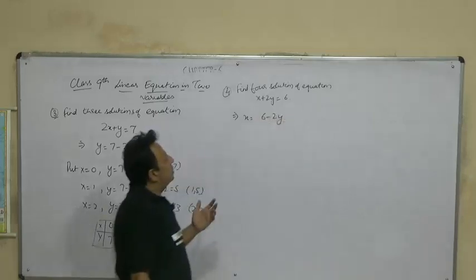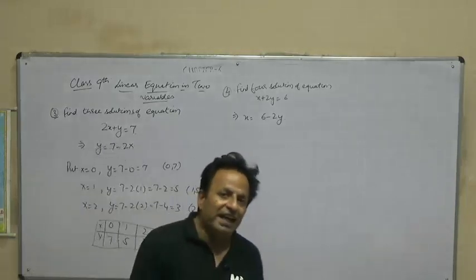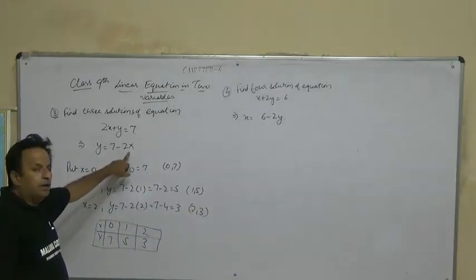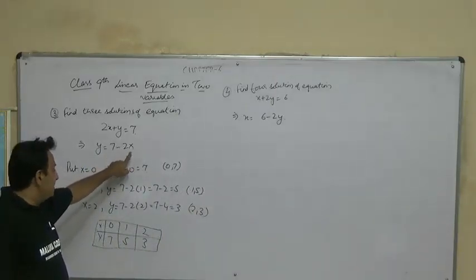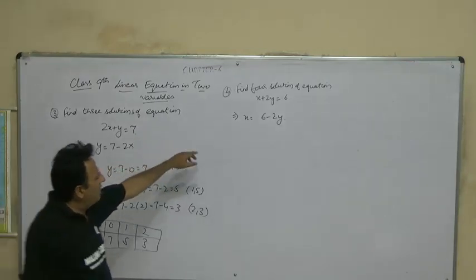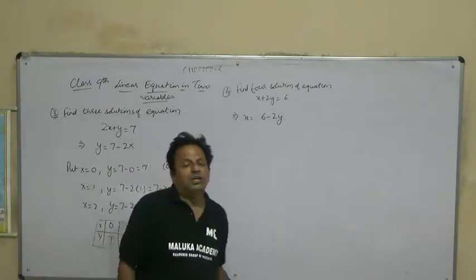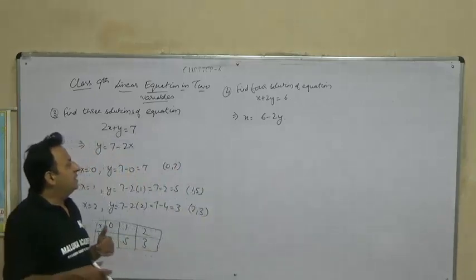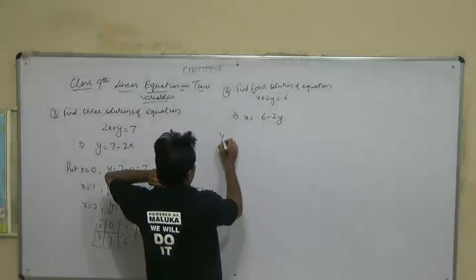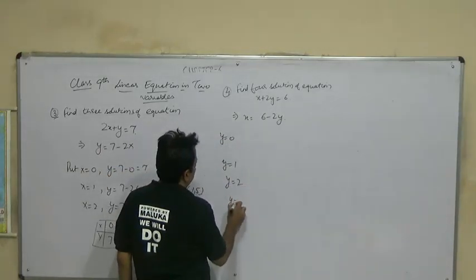So this is the equation from where we can fill in the values of y and get the corresponding values of x, as we did here with y is equal to 7 minus 2x. Here x is the independent variable and y is dependent upon it. Here we have made y the independent variable and x the dependent variable, because values of x will be dependent upon y. So we can take values of y as 0, 1, 2, 3.